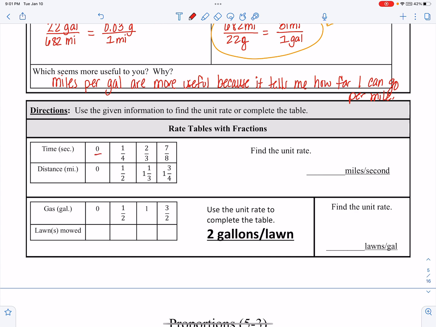The reason this is 0 and 0 is because it is a real life situation. So when you have 0 time, you have 0 distance. So it's almost irrelevant data. Okay. All right, but let's go ahead and test this out.